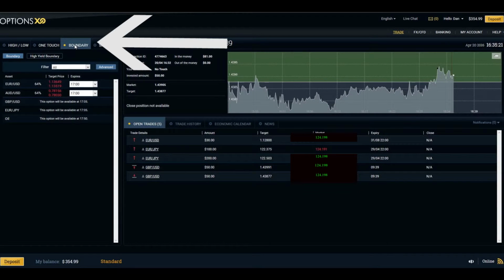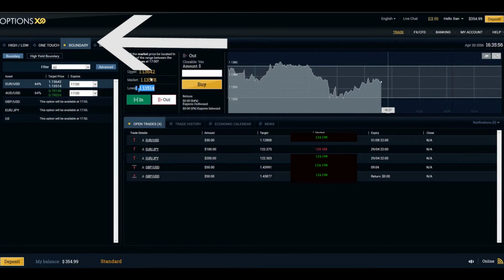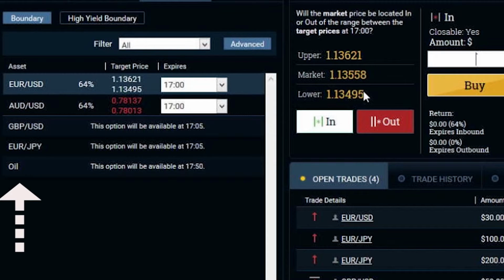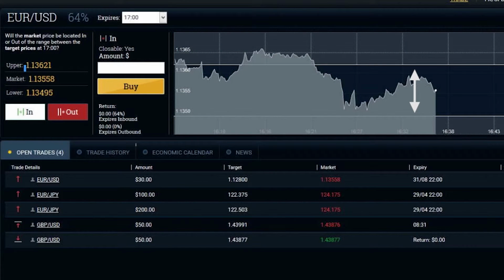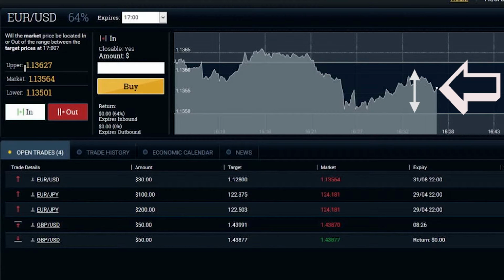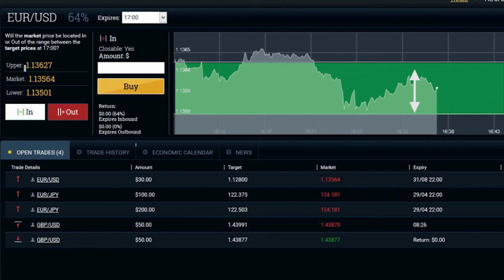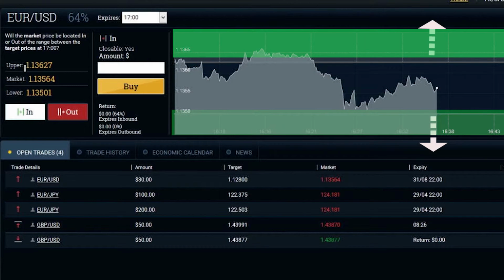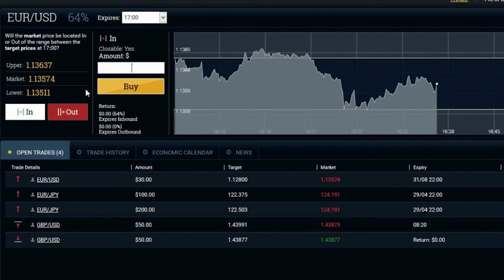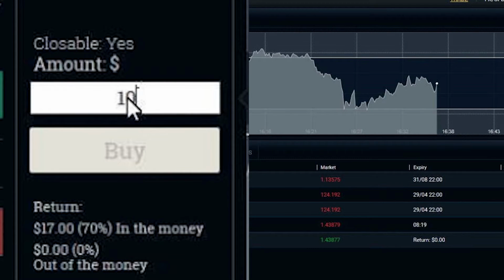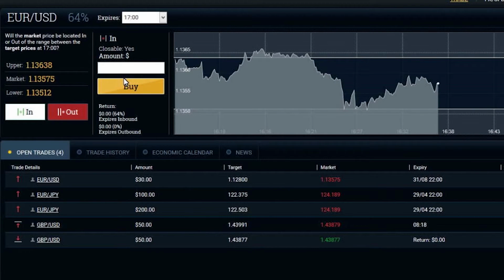With a boundary option, the value of the asset must expire within the range of 2 prices or outside of them. Here we can see the asset, the potential payout, the range of two values, and the expiry time, which is, again, determined by the platform. The main window displays the range and the current market price, but instead of high or low, we must decide whether we expect the expiry value to be within the boundaries or outside them. Once again, select the asset and option, determine the amount and buy, and watch the option appear in the Open Trades window.